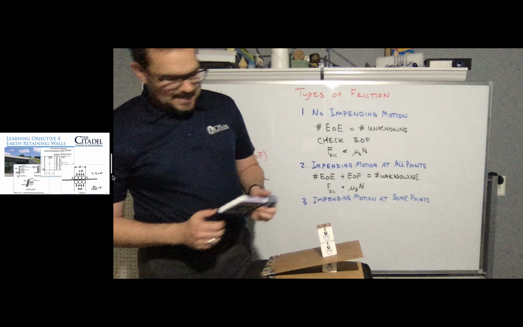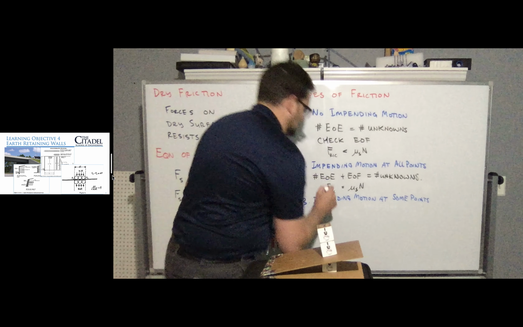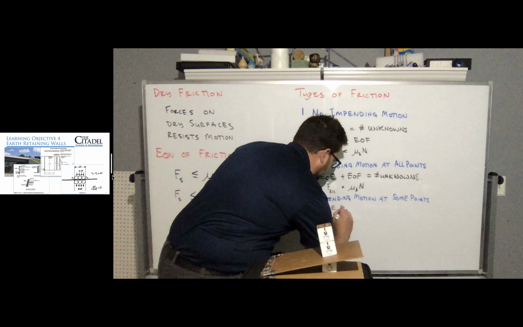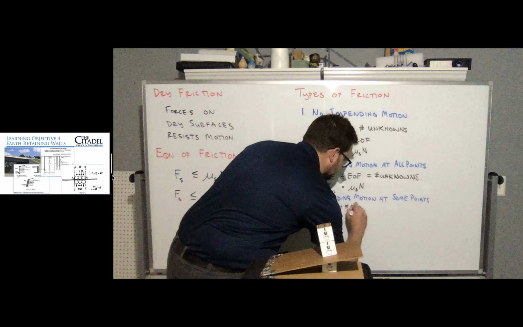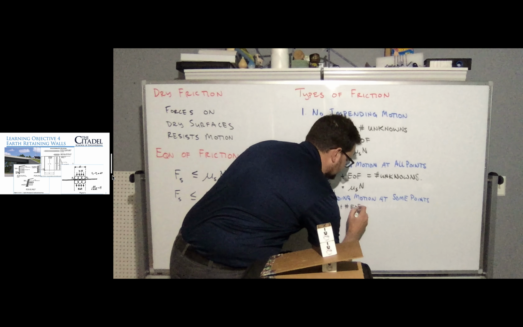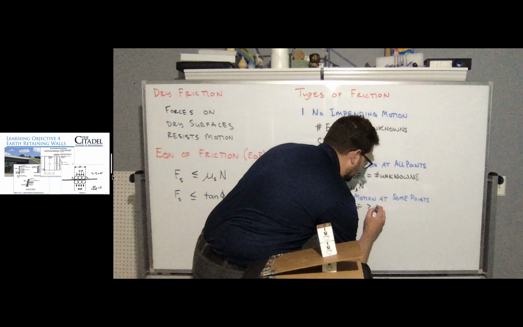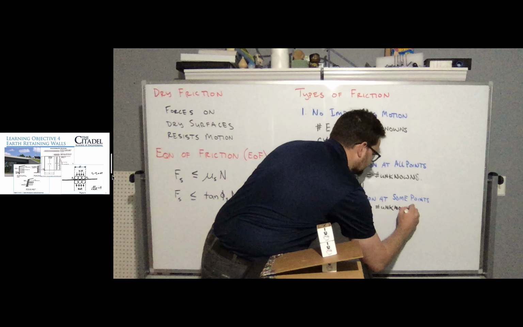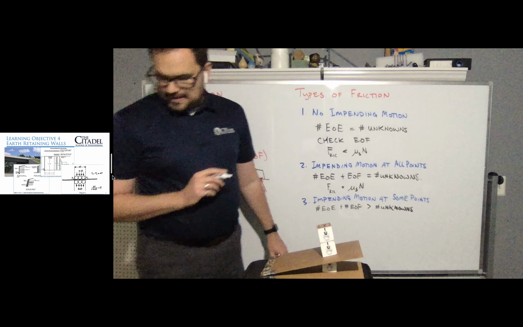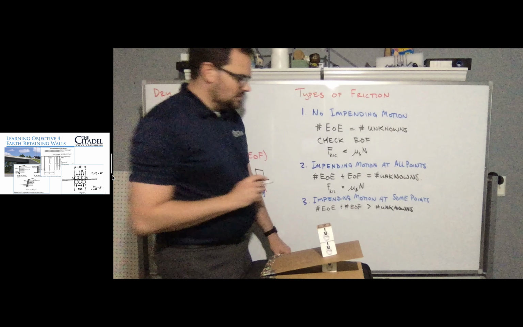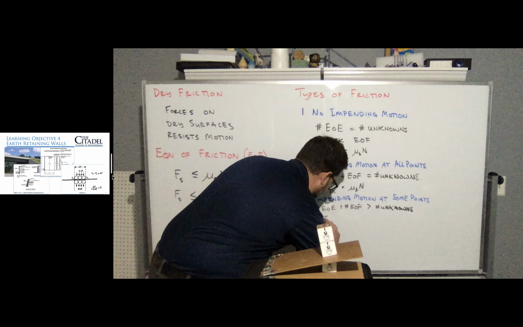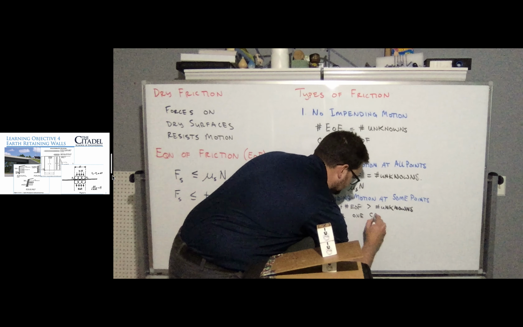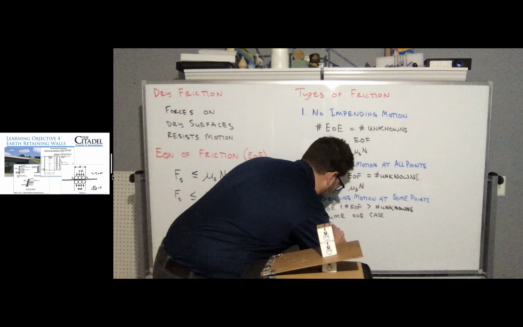And so in this case, where we have impending motion at some points, the number of equations of equilibrium plus the number of equations of friction is going to be greater than the number of unknowns. Okay? And if that's true, what we need to do is assume one case, and then check the rest.